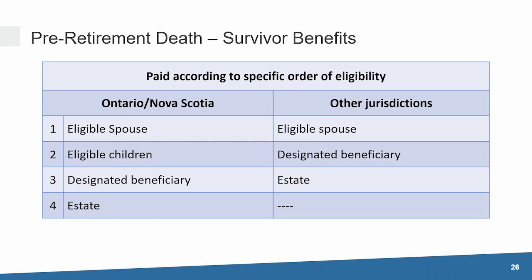For members employed in other jurisdictions outside of Ontario and Nova Scotia that do not have an eligible spouse, their designated beneficiaries or estate will receive the pre-retirement death benefit in a lump sum payment.